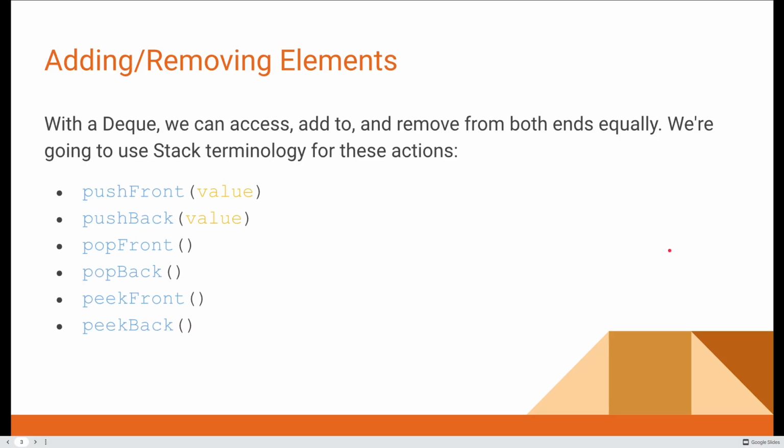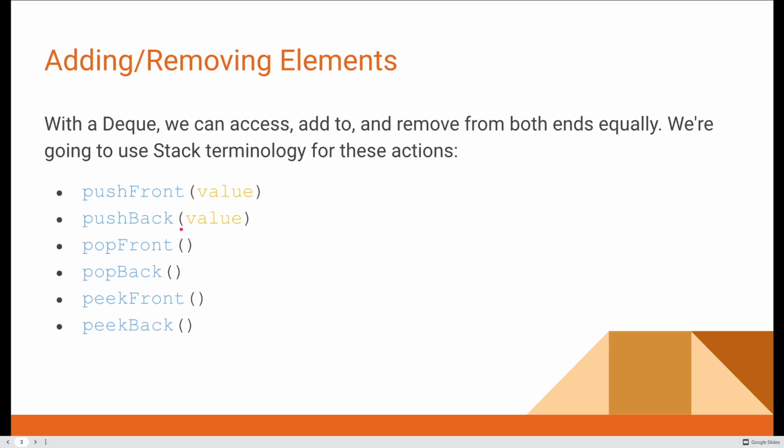So with a deque, we can access, add to, and remove from both ends equally. And we're going to use stack terminology for these actions just to kind of standardize across our data types. Even though it's a queue, we're using stack terminology here. So we can push to either the front or the back. We can pop from either the front or the back, and we can peek at either the front or the back. And we can treat our front and back however we choose.